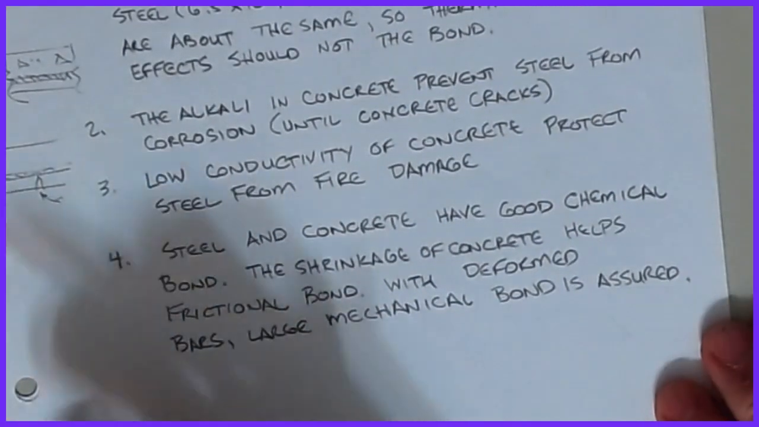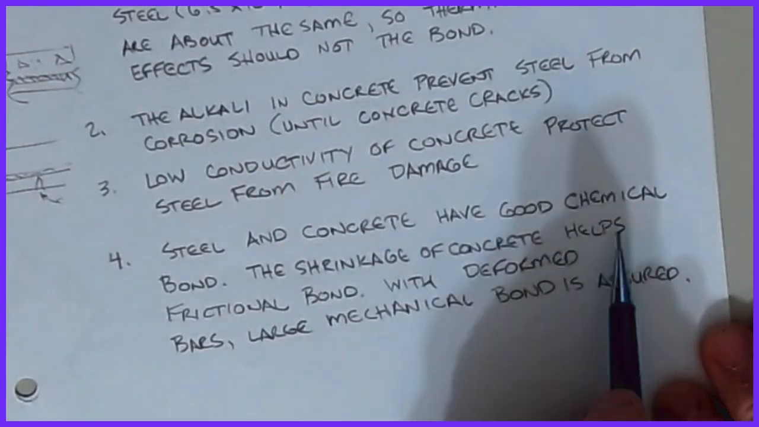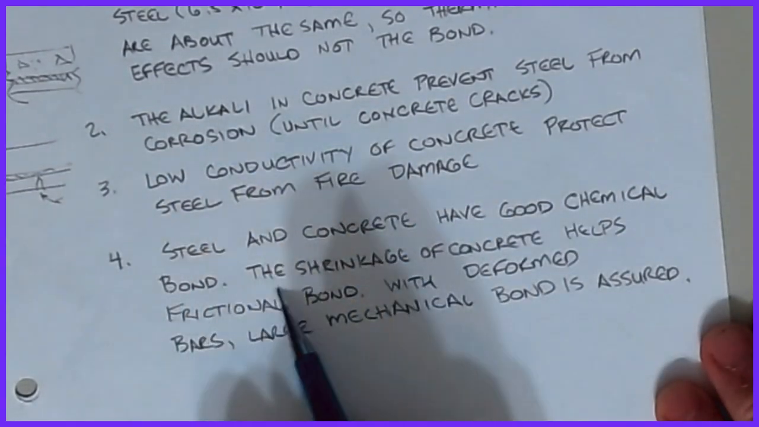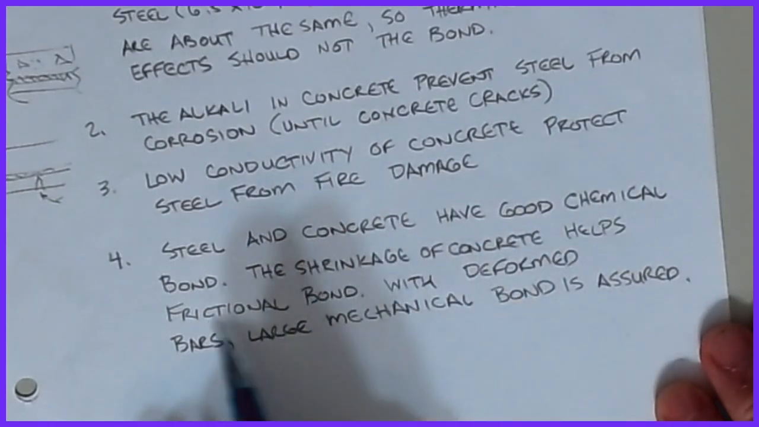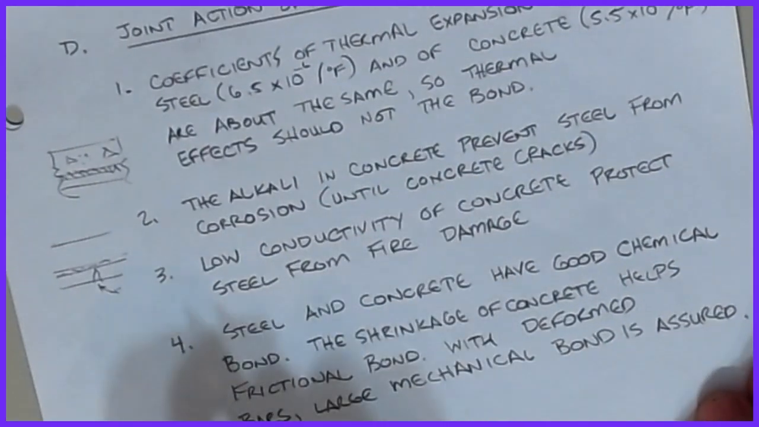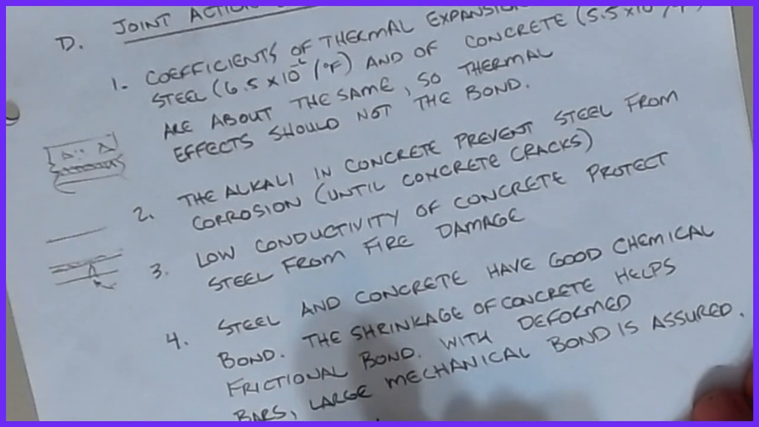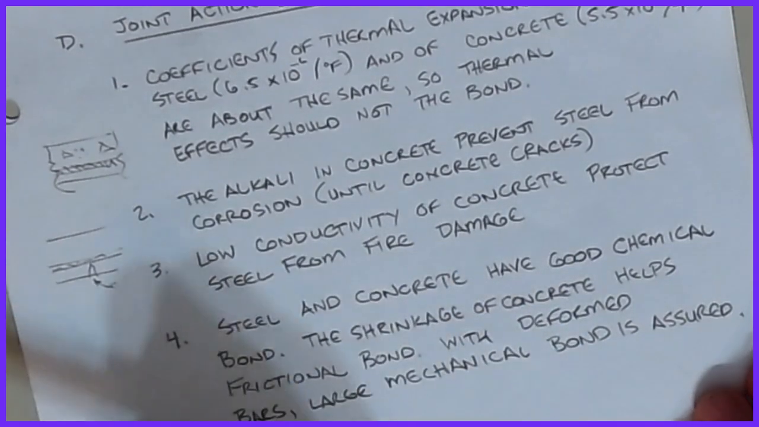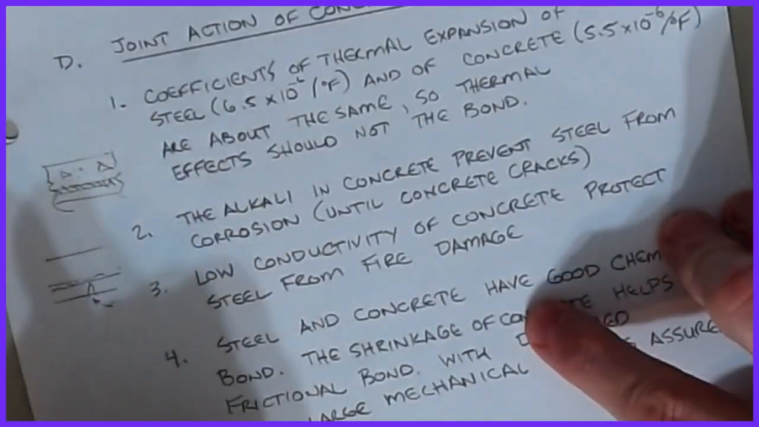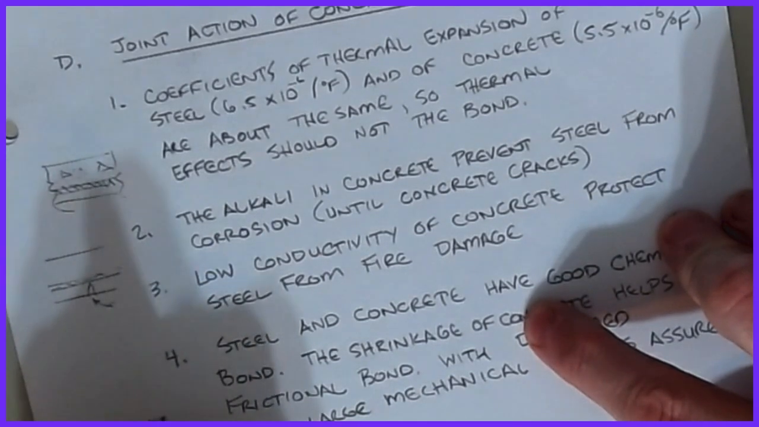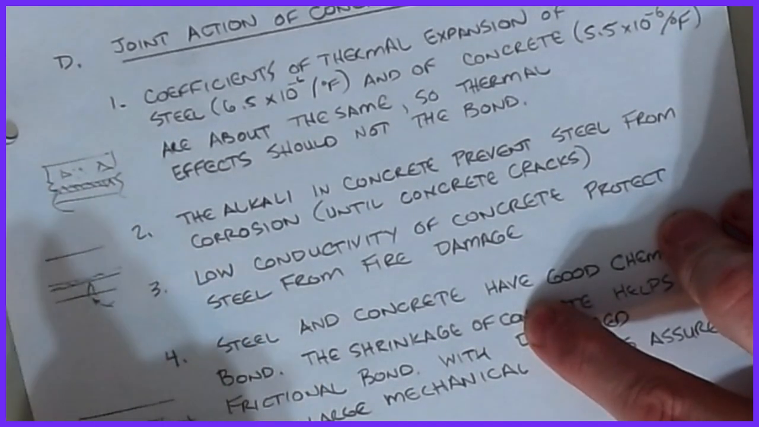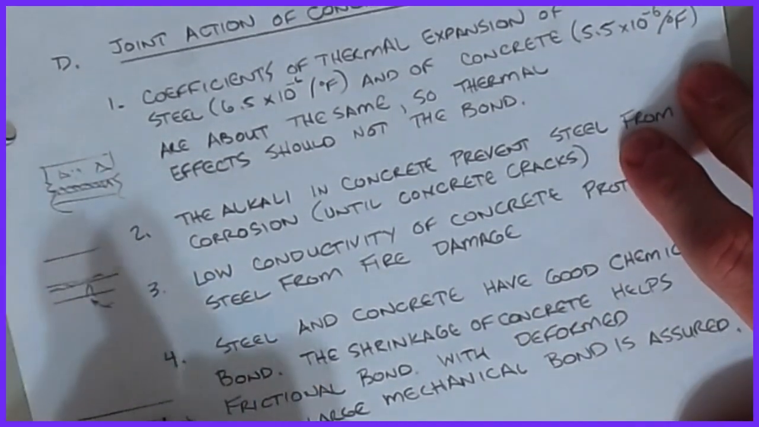And then the last one that we have is that the steel and concrete have good chemical bond. Okay. And so what will happen is the shrinkage of concrete actually helps the frictional bond with the form bars, while the large mechanical bond is also assured. So again, we talked about the rebar having these ribs on it like this. Then when I pour the concrete around it, as the concrete tries to shrink, it locks in on the ribs that are down there. And I just went off the page.